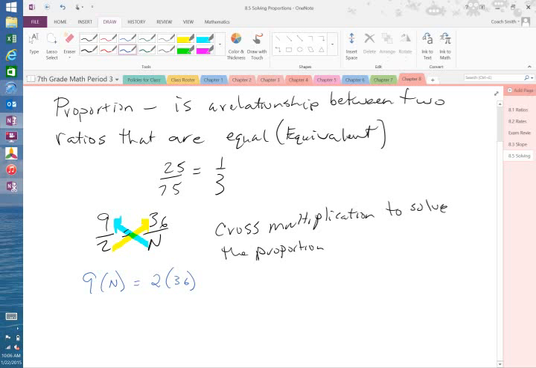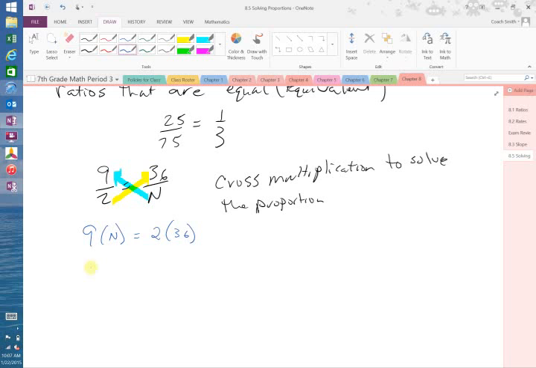That's the cross multiplication. We are cross multiplying. Now we just have a simplistic equation. We have 9n equals 72. And then I have to solve it. It's a one-step equation that we're doing multiplication in. So to solve it, we do the inverse operation of multiplication, which is division. And so to solve this equation, we're simply going to divide by 9 on both sides. And n is equal to 8.